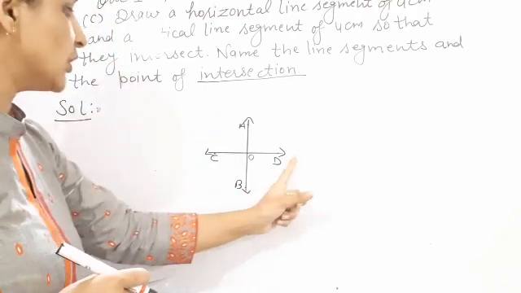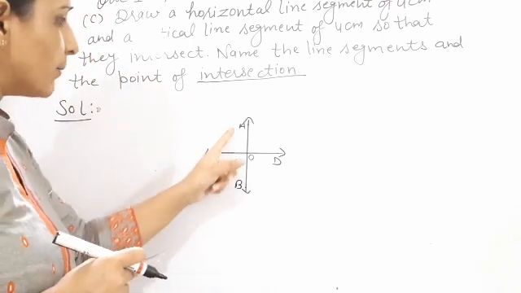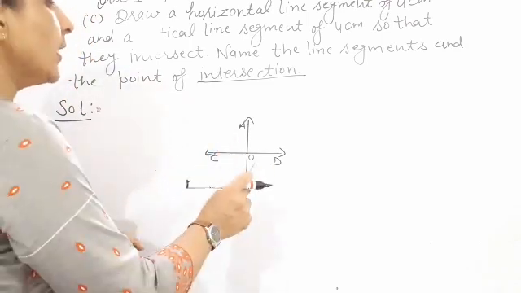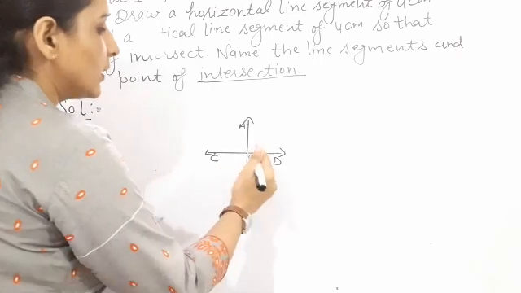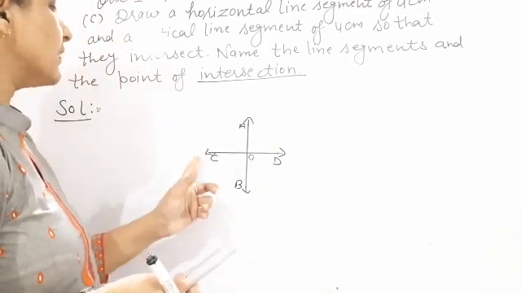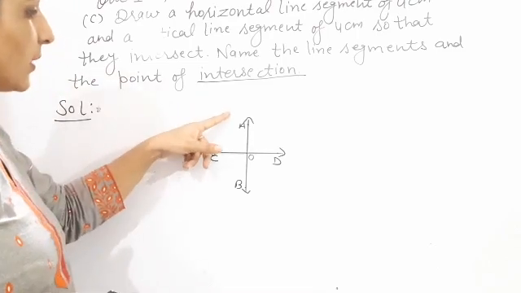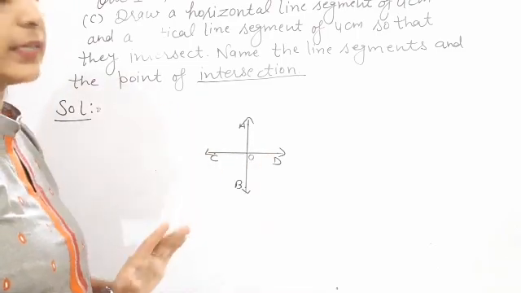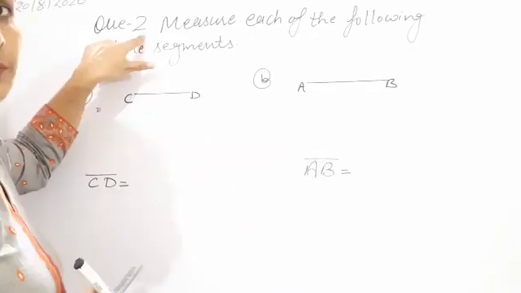Draw your horizontal and vertical, and give the names AB, CD, and give a name to the intersecting point. That is the intersecting point here. We give this name like O. From your side you can give any name: C, Z, X, Y, L, M, like that. Clear? So here I am giving AB, CD and then here the point is O. That is your question number 1 part C.